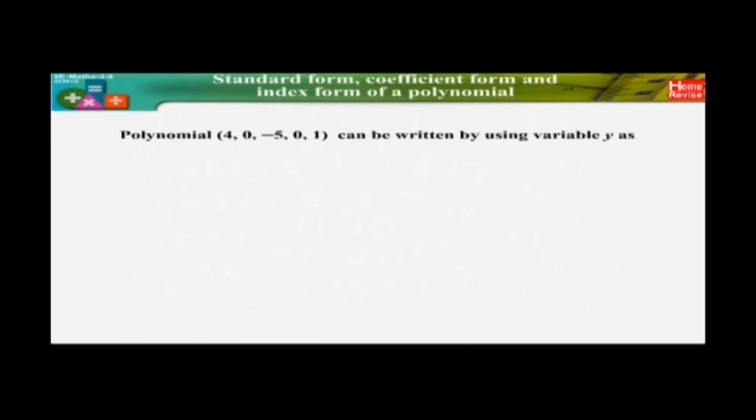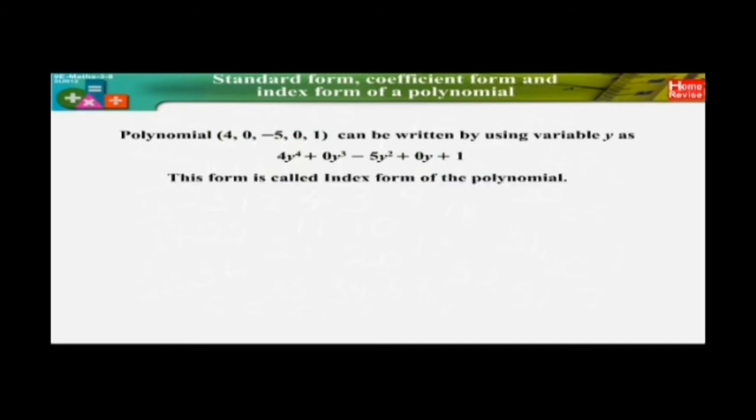The polynomial within brackets 4, 0, minus 5, 0, 1 can be written by using variable y as 4y raised to the power 4 plus 0y raised to the power 3 minus 5y raised to the power 2 plus 0y plus 1. This form is called the index form of the polynomial.